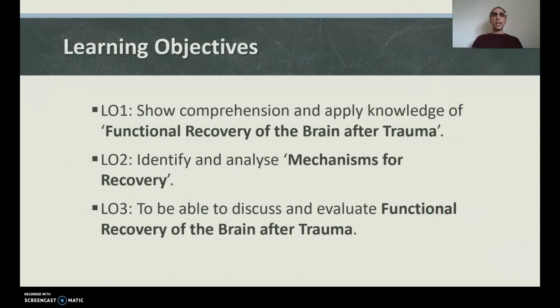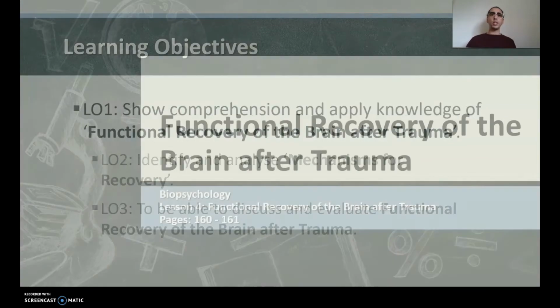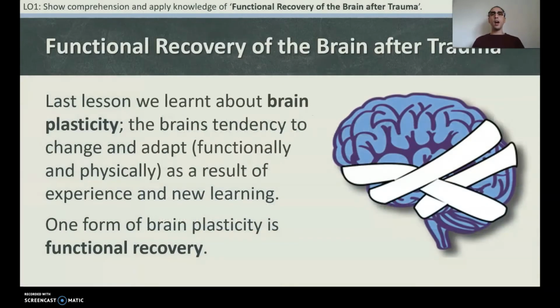So here are our learning objectives. 1, show comprehension and apply knowledge of functional recovery of the brain after trauma. 2, identify and analyze mechanisms for recovery. And then 3, to be able to discuss and evaluate functional recovery of the brain after trauma. So let's start with LO1. Show comprehension and apply knowledge of functional recovery of the brain after trauma.